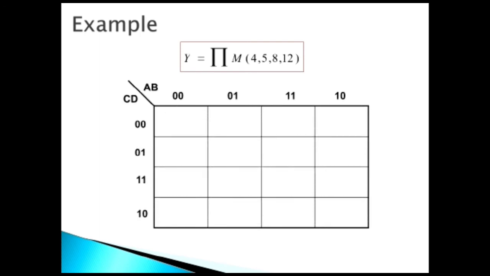As there are 4 variables, the K-map will be like this. In this case, we will place the 4, 5, 8 and 12 with zeros, and the rest of all values will be 1. In this case, we will make the pairing like this. The first pair is becoming like this and the second grouping is becoming like this.